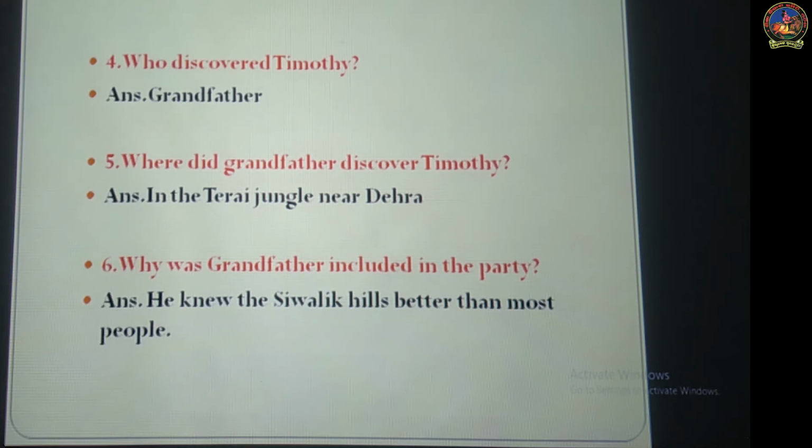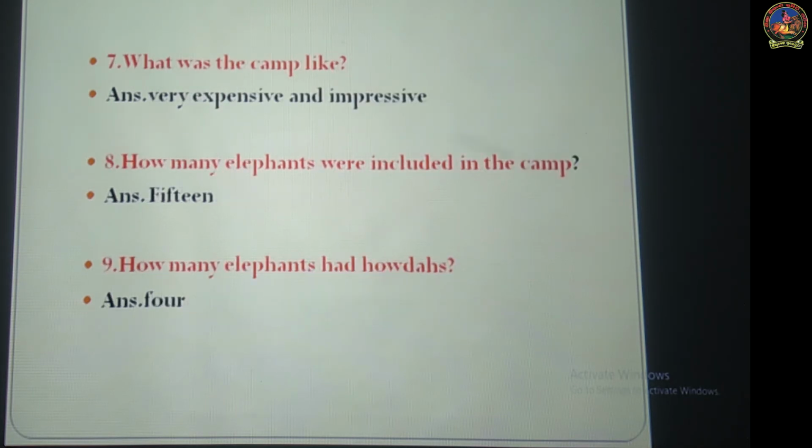The next question, question number 7. What was the camp like? Very expensive and impressive. That means very sumptuous. The camp was sumptuous, very expensive, very impressive. Lavish arrangements were made, as it was done during the time of viceroys.